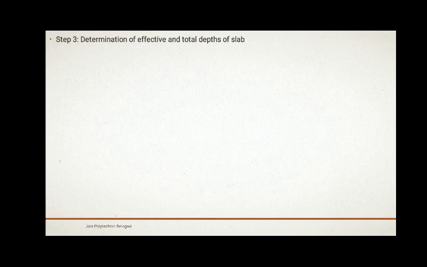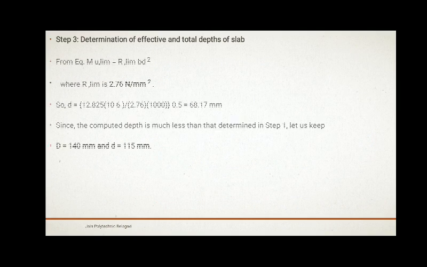Next is determination of effective and total depth of slab. From the equation, Mu limit is equal to R limit b d square, where R limit is 2.76 Newton per mm square. Substituting these values in the equation, we get 68.17 mm. Therefore the computed depth is much less than that determined. So D is equal to 140 mm and small d is equal to 115 mm.